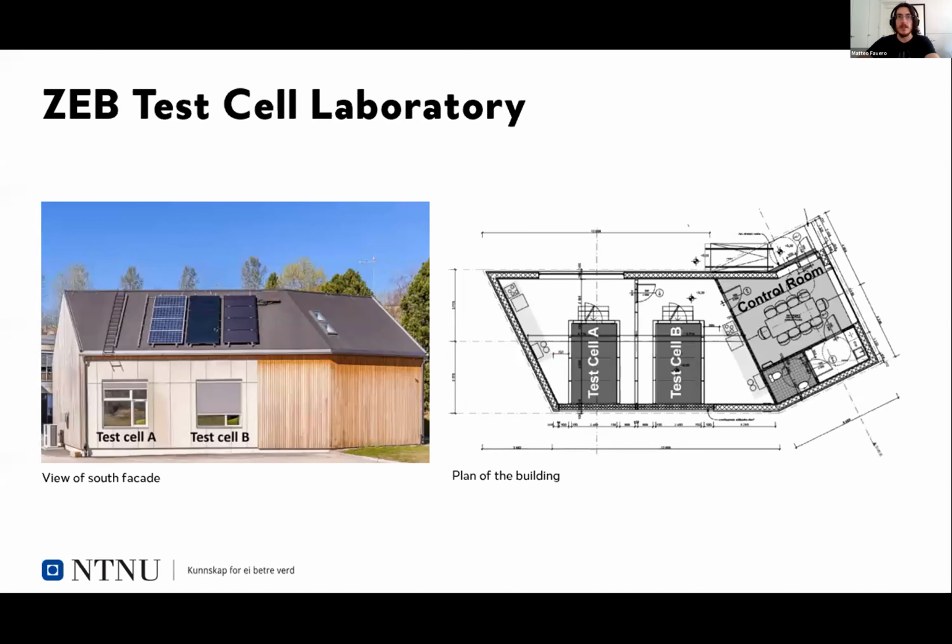Here you can see the facility, which is composed of 2 independent cells of 10 square meters each, where both indoor and outdoor parameters were monitored. Outdoor parameters like temperature, global solar radiance, and precipitation were measured with 2 weather stations, one on the roof and one on the ground, while other indoor parameters like CO2 concentration, illuminance, and temperature were measured at different heights.